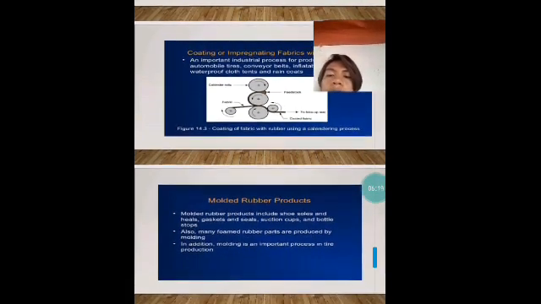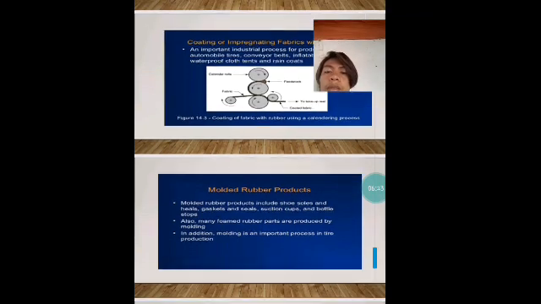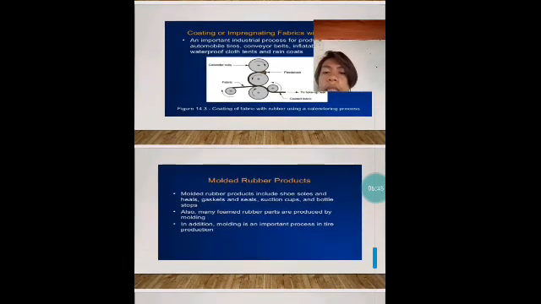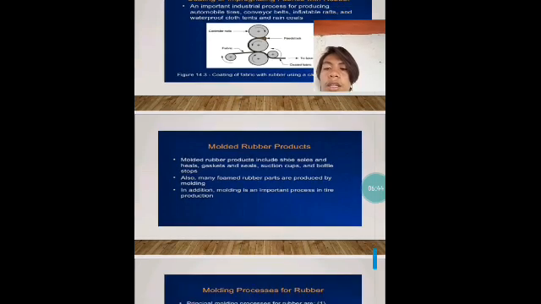So next is molded rubber products. Molded rubber products include soles and heels, gaskets and seals, suction cups and bottle caps. Also, many foamed rubber parts are produced by molding. In addition, molding is an important process in the production of tires. So, para makuha nato ang shape, dapat gyud nato i-mold gyud ang usa ka atong rubber nga product. So, i-mold gyud nato siya gyud.